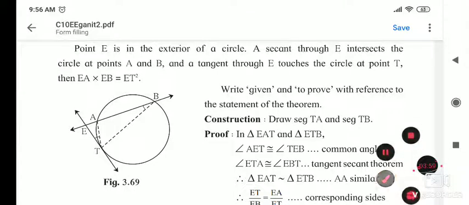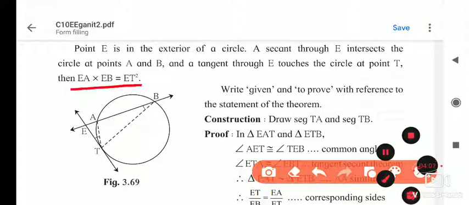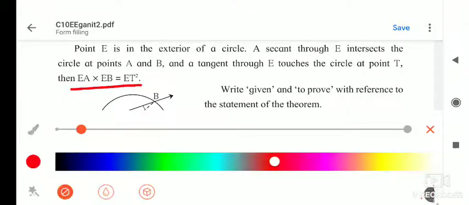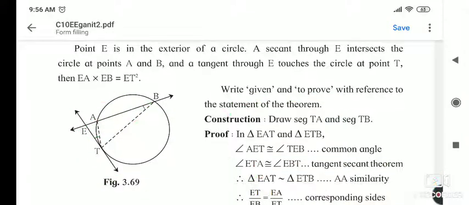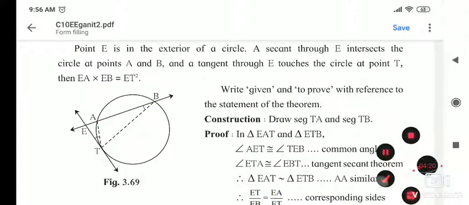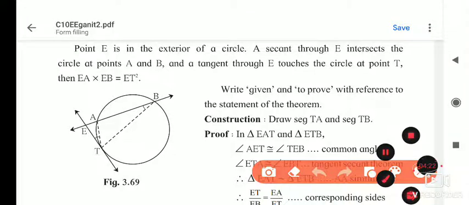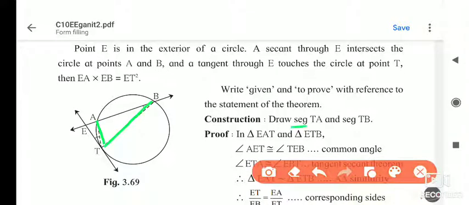What we have to prove: EA into EB is equal to ET square. That is what we have to prove. So you have to note down these two things. Afterwards, to prove this, we have to do a construction. The construction is that we have to join TA and TB.